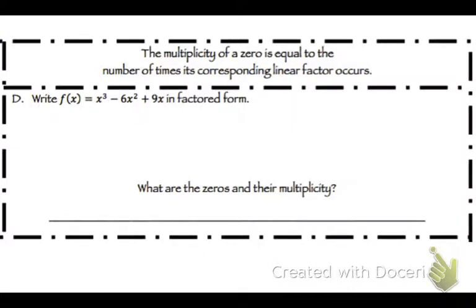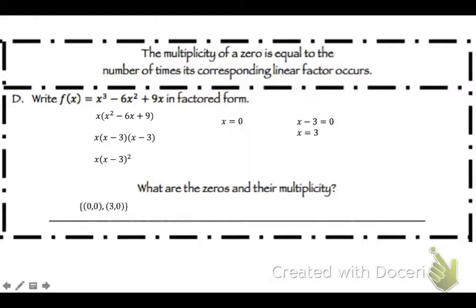So again, we're going to factor this first. You can factor out an x, and you get x squared minus 6x plus 9. Then that factors to x minus 3 times x minus 3. Since we have those two x minus 3's, we're just going to combine them to 1. So that's going to be x, and then x minus 3 squared. Then we're going to set them equal to 0, so x equals 0, x minus 3 equals 0, so x equals 3. So my 2 zeros here are 0, 0, and 3, 0.